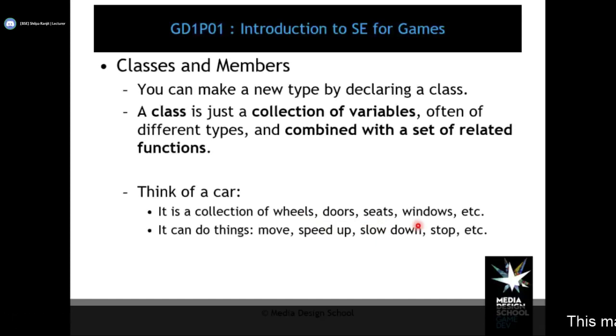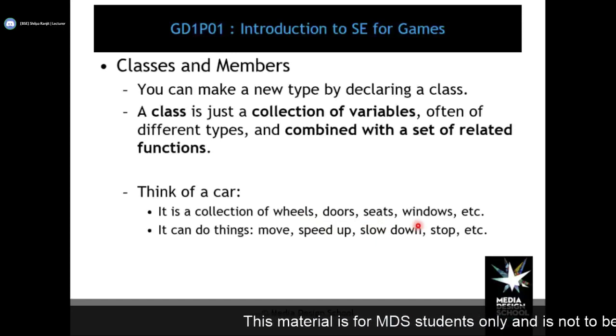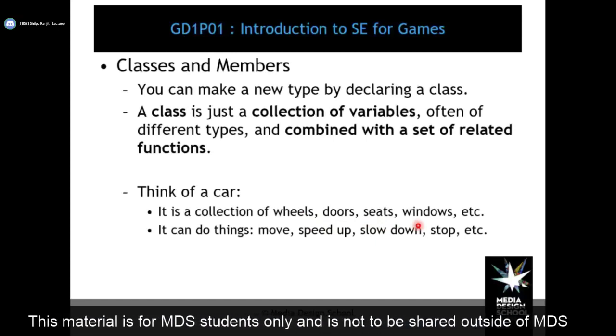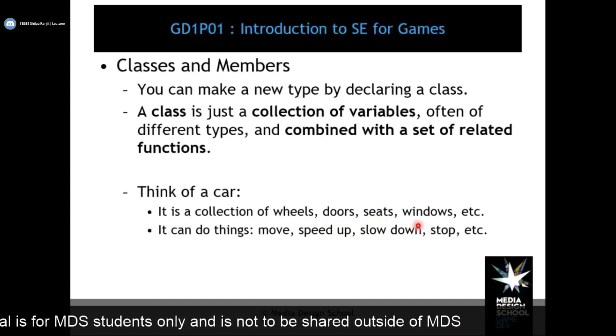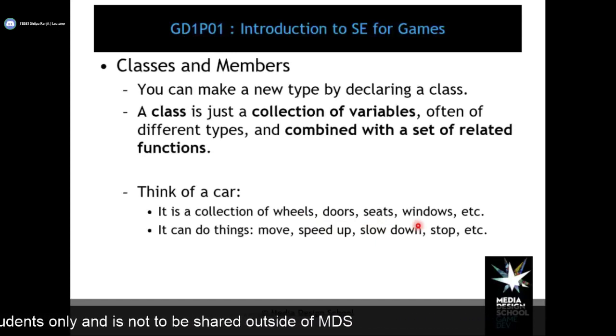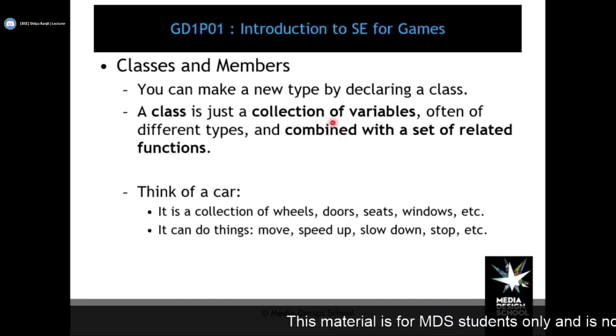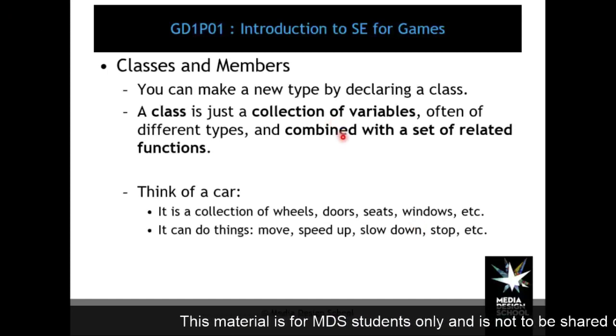Because remember, the number of characteristics you create for these classes, the size of your class is going to be as big as the characteristics. So you wouldn't want to simply increase the memory requirement. And what else does a car do? A car can do specific things like speed up, slow down, and so on. These are functionalities that can be performed by the car, and these are going to be your functions. So a class is going to be a collection of variables plus a set of related functions.